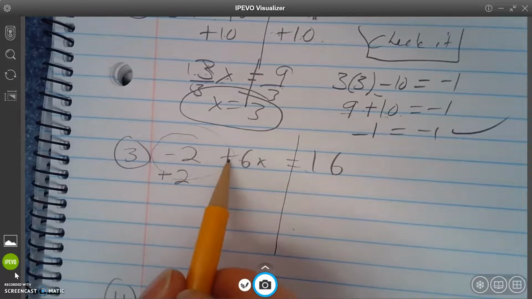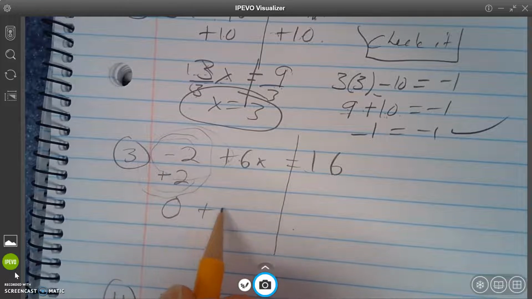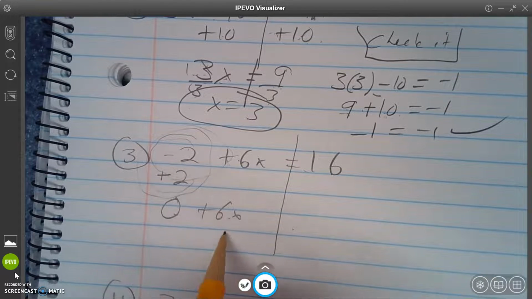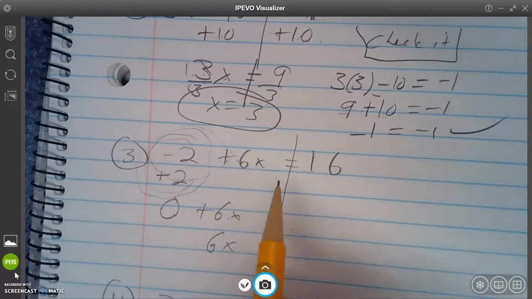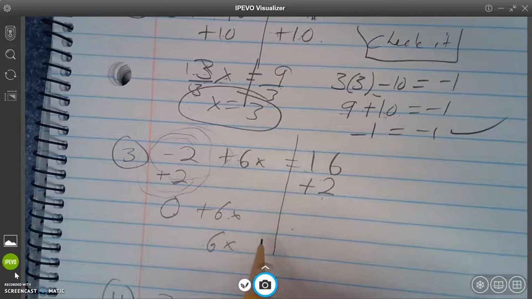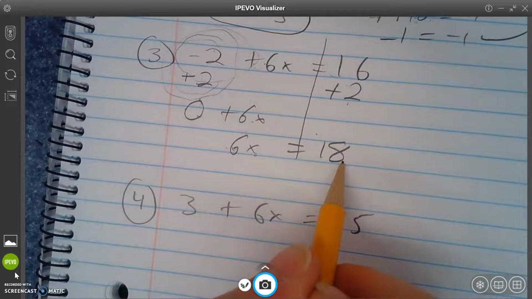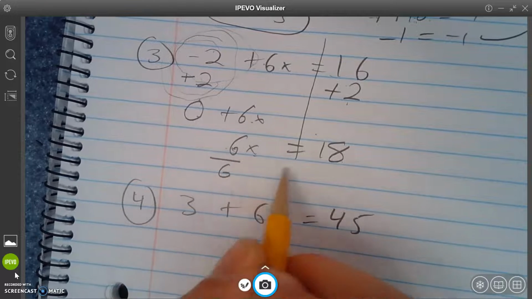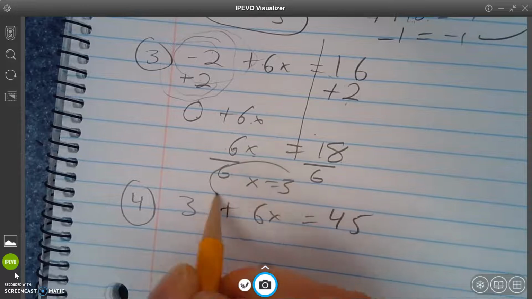People get confused that this is a plus, but what I'm really trying to do is create a 0 here, because negative 2 plus 2 is 0. And that means that 6x plus 0 is just 6x. Anything plus 0, you're not adding anything to it, just keep it the same. Okay. So I added 2 here. I forgot to add 2 here. You balance the equation. 16 plus 2 is, yeah, 18. 6 times what is 18? Or 18 divided by 6 is 3.